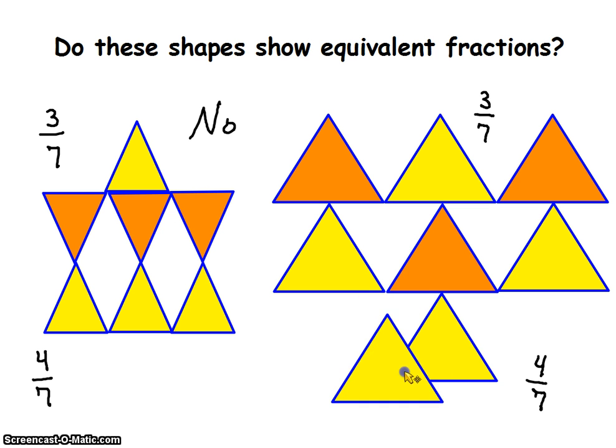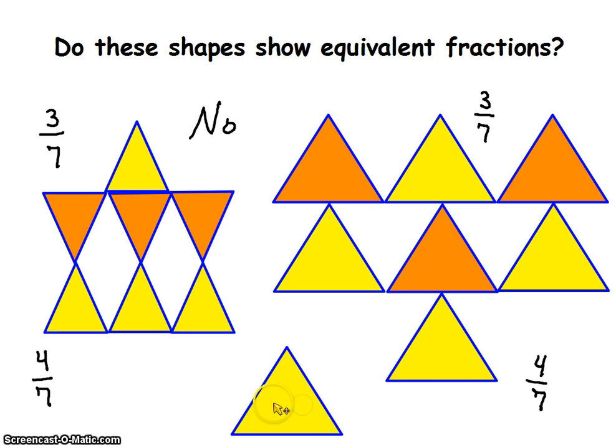I'm going to go ahead and pull one over from each of these. There's my triangle from this side. And then I have this one here. I'm just going to rotate this so that I can compare it a little bit easier. If I take this and put it right in front, it's very obvious that we can see that these two triangles are not the same size. So these do not show equivalent fractions.